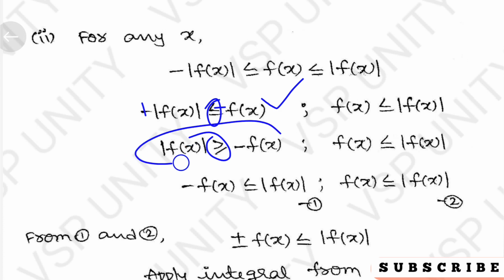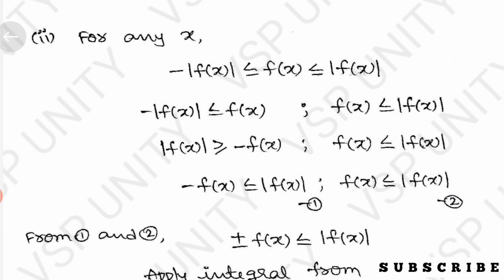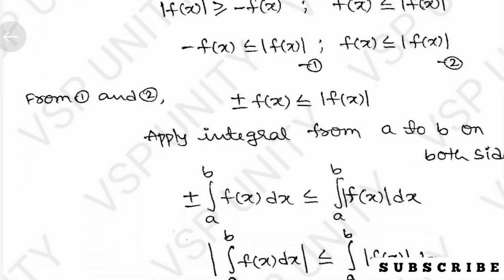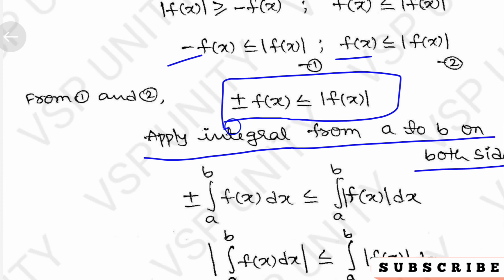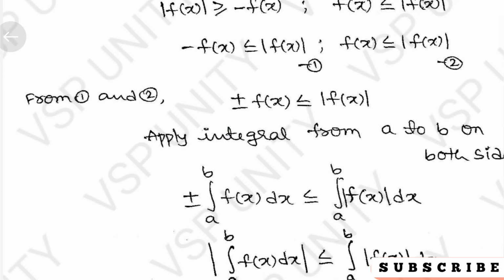So then we can write minus f of x is less than or equal to mod f of x. Here we have already f of x is less than or equal to mod f of x. From 1 and 2 we can write plus or minus f of x is less than or equal to mod f of x. Now what do we have to show? Integral a to b. So apply integral from a to b on both sides. Then what you will get? Plus or minus integral a to b f of x dx is less than or equal to integral a to b mod f of x dx.